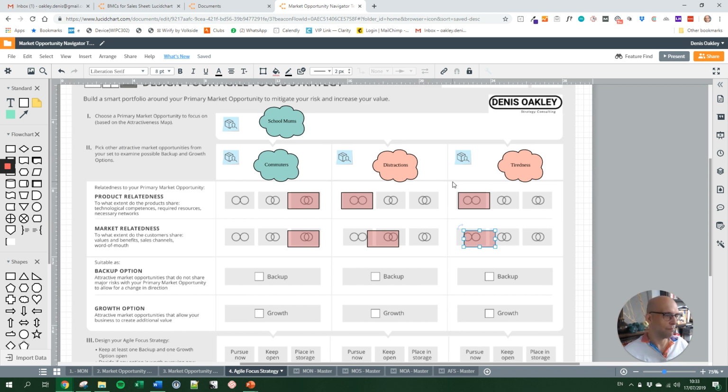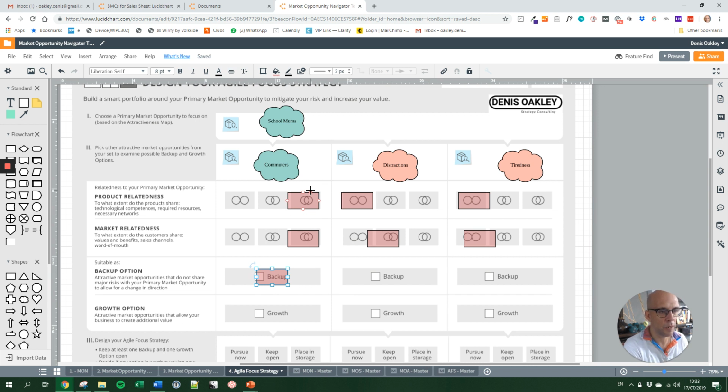I didn't realize it was going to work out like this. Such is the way of life. It wasn't planned to appear like this. So we then say which is the best backup opportunity. Well, it's obvious which one it is. The commuters.